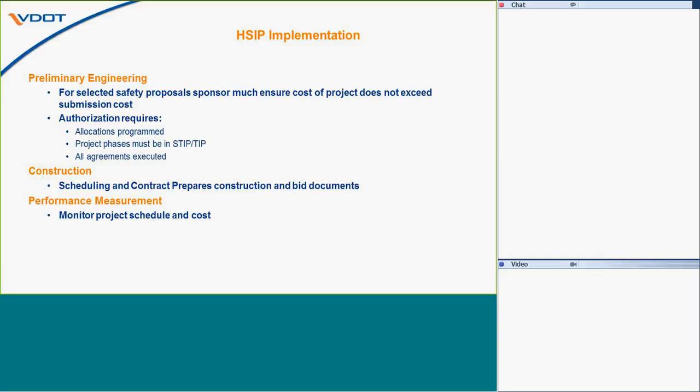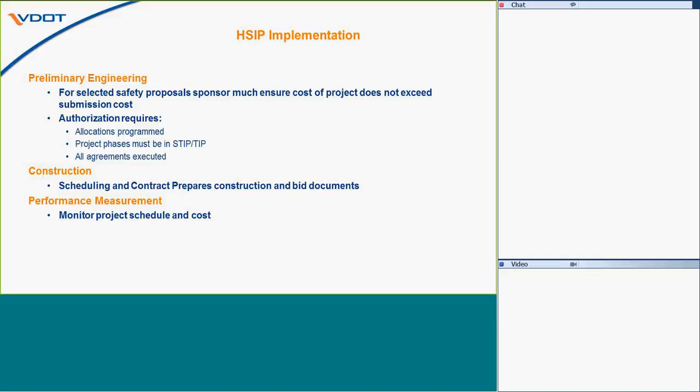Implementation of the HSIP is based off of three primary categories: preliminary engineering, construction, and performance measurement. As I mentioned very briefly, one of the requirements before you go into preliminary engineering is that allocations be programmed through the STIP or the TIP. And all agreements with regard to preliminary engineering have to be executed. Once federal authorization is provided for preliminary engineering, then work may begin. And then when preliminary engineering is done, construction can begin.